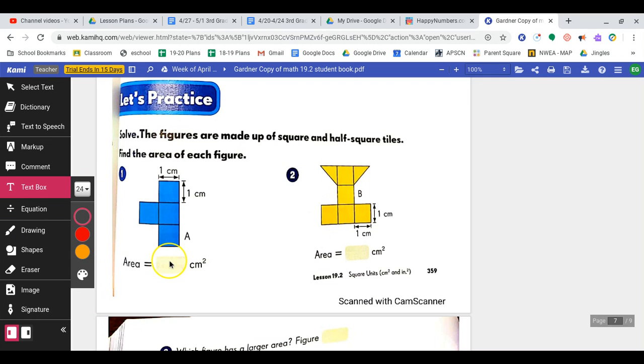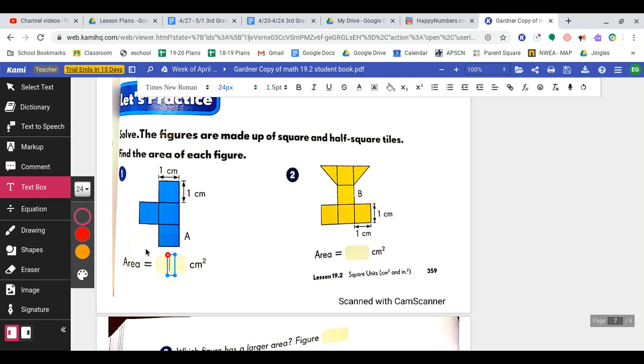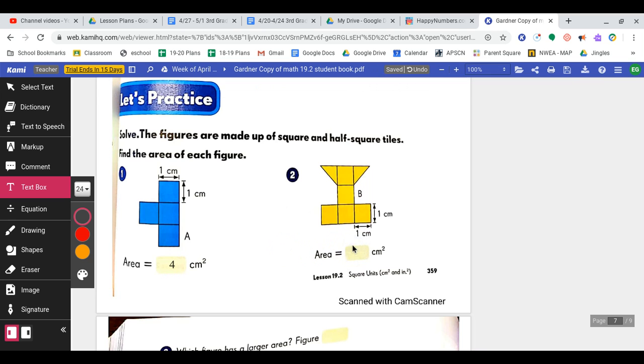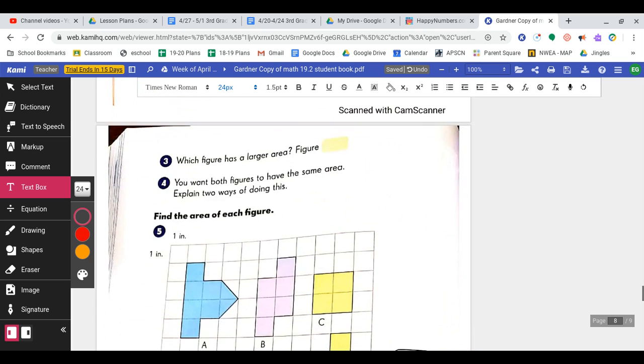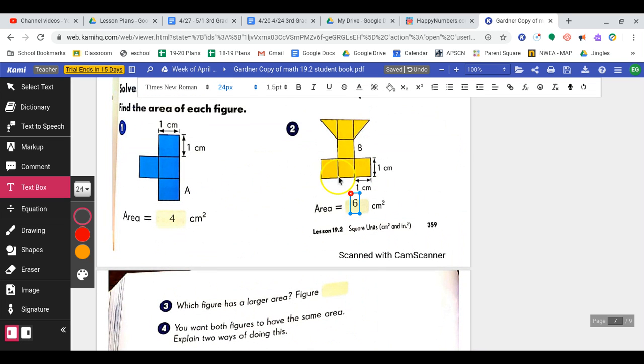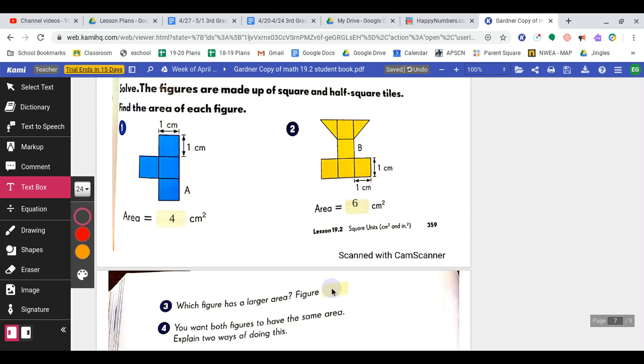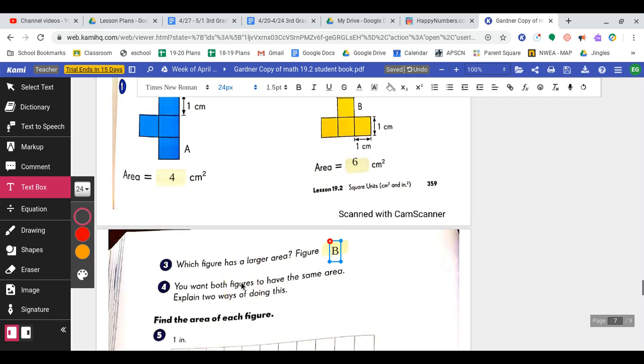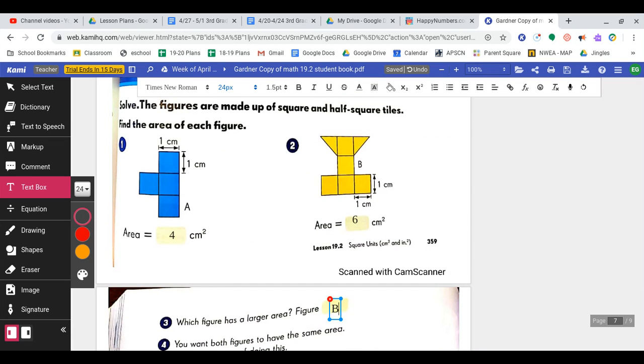Okay, what is the answer to number 1? 4 centimeters squared. Can count that up. Next, what about this one? Should be 6 centimeters squared. 5 whole tiles plus 2 halves. Which one has a larger area, A or B? Should say B. And if we want both figures to have the same area, what would we do? We could add 2 tiles to figure A, or we could take away 2 tiles from figure B.